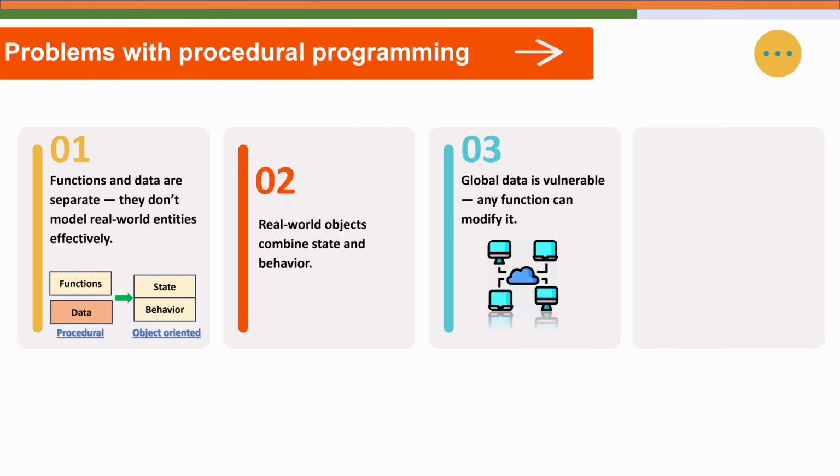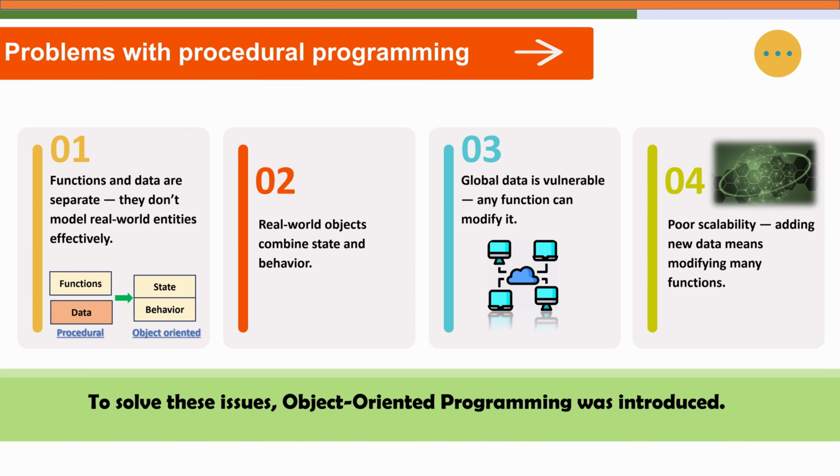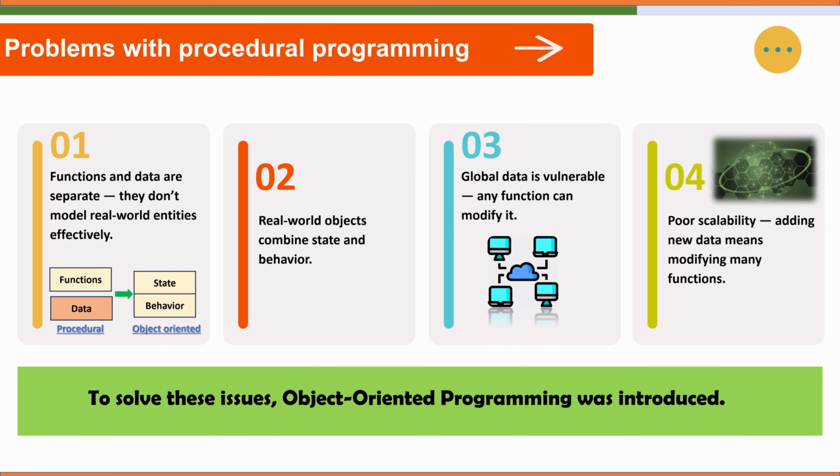Finally, poor scalability. That's adding new data means modifying many functions. So procedural code doesn't basically scale well. Let's say our car structure gets a new attribute, for example, GPS enabled flag. Now every function that deals with car need to be modified to handle this new change, this new property of GPS enabled. So as the programs grow, this becomes very unmanageable and error prone.